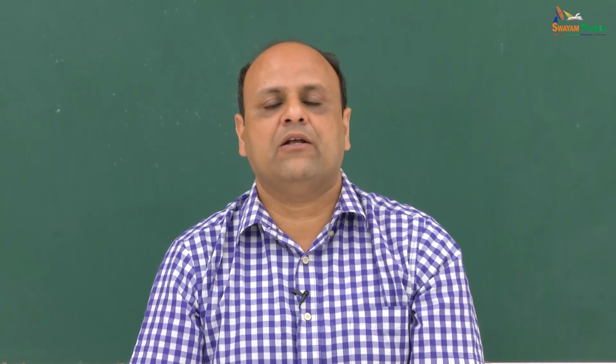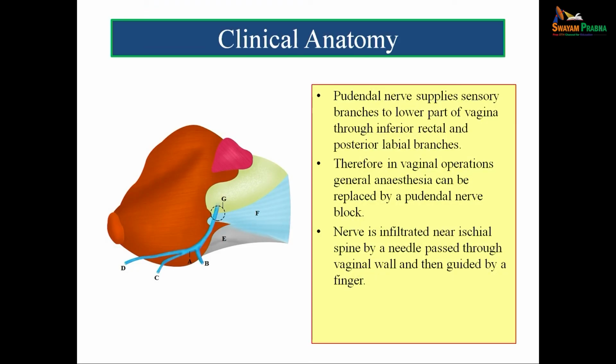So local anesthesia is a big revolution vis-a-vis the general anesthesia, because the time of recovery is less, and the patient can cooperate with the procedure. So in operations of the lower part of the vagina, pudendal nerve block is frequently done, and the figure in the presentation is showing G. G is the area where the local anesthetic is injected, so that it takes effect, and the lower part of the vagina, which is supplied by the inferior rectal and the posterior labial nerves, is properly anesthetized.